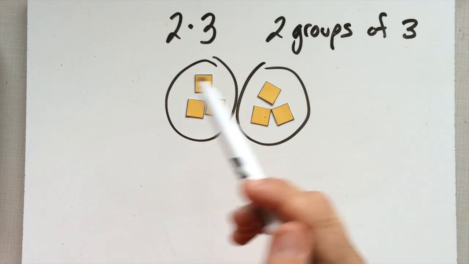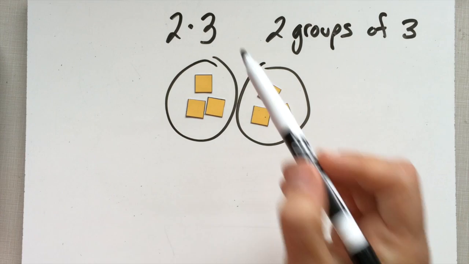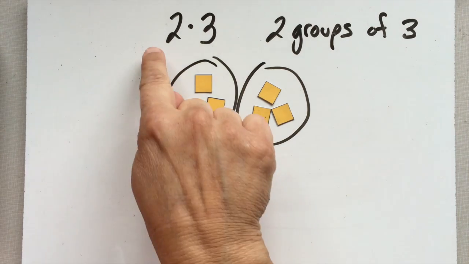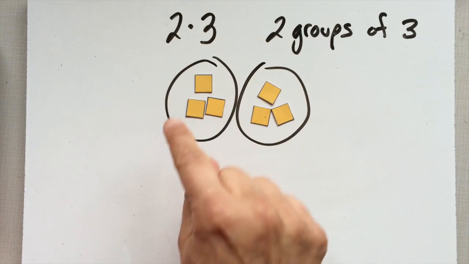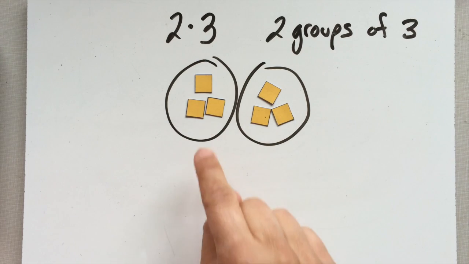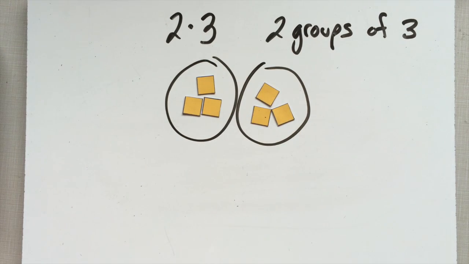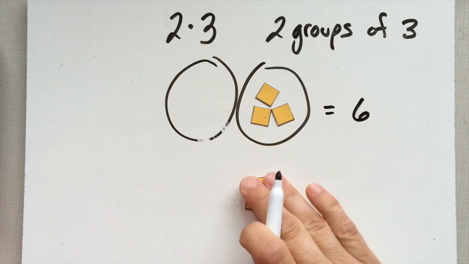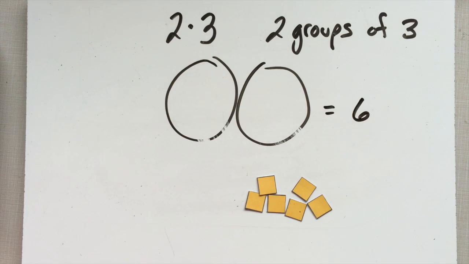That number in front is how many groups you need to make, and the number in the back is how many tiles will be in each group and what sign. Since this is 2 groups of positive 3, I made my 2 groups, and inside each group I've got 3 positive tiles. And you can see that altogether that equals 6 because I have 6 tiles altogether.